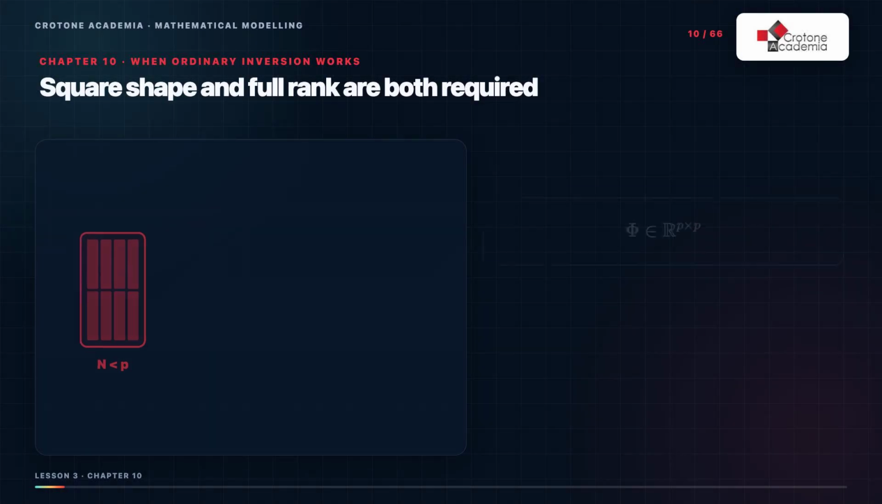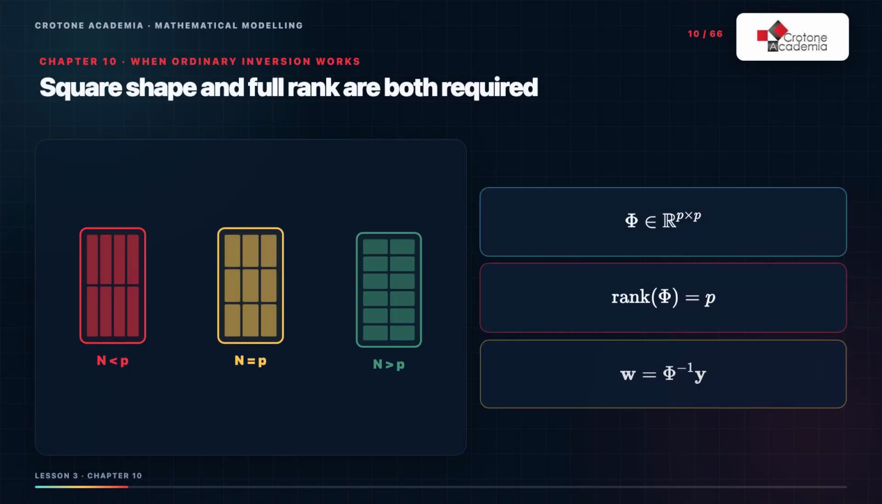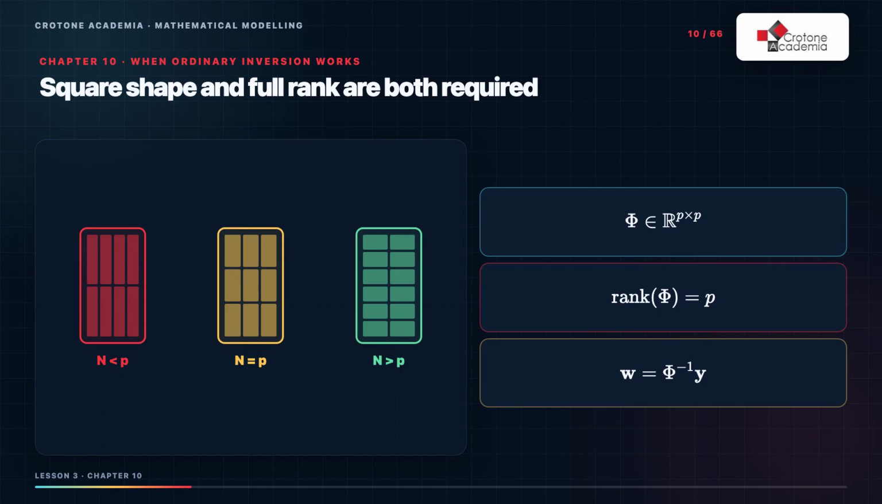The ordinary inverse formula requires two conditions. Phi must be square, so the number of observations equals the number of parameters. It must also have full rank, so those equations contain independent information. Square shape alone is not sufficient. A square rank-deficient matrix has no inverse. Under both conditions, an exact system has one unique parameter vector.